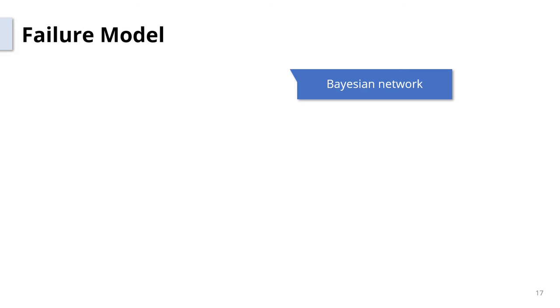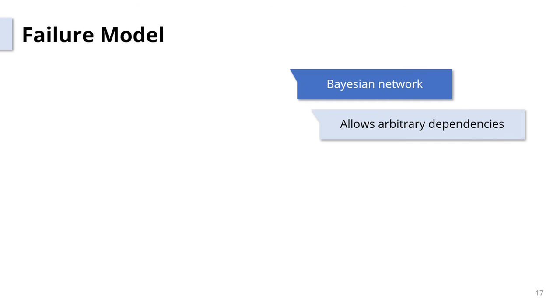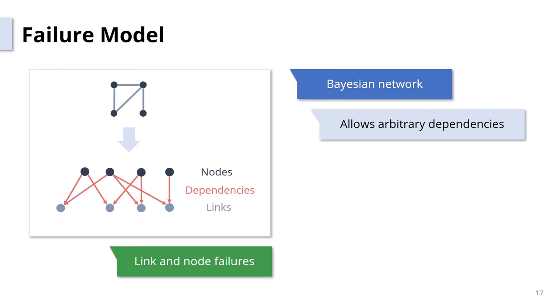So let's have a look at the failure model supported by NetDice. In NetDice, failures are modeled as a Bayesian network, which is a common representation of arbitrary discrete probability distributions and can in particular capture arbitrary dependencies. For instance, we can use this to model link and node failures. In this example here, we transform the given network topology to a Bayesian network. Each node and link in the topology is assigned a node in the Bayesian network as shown below.